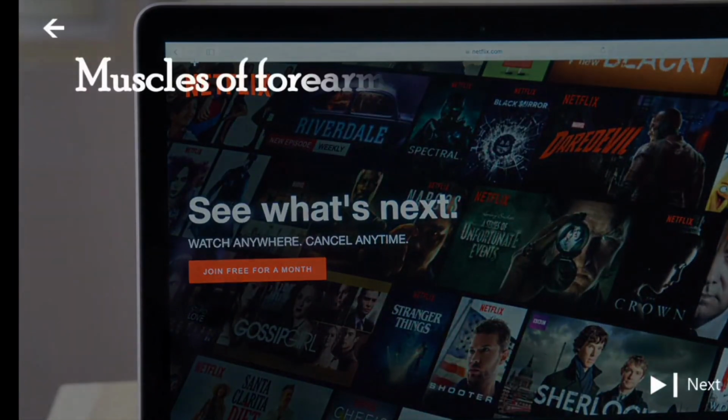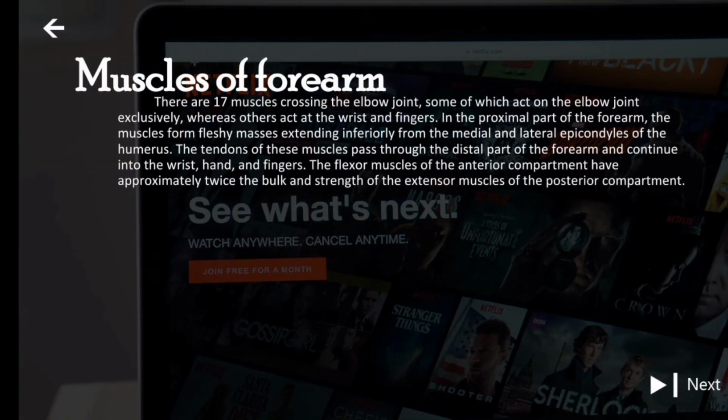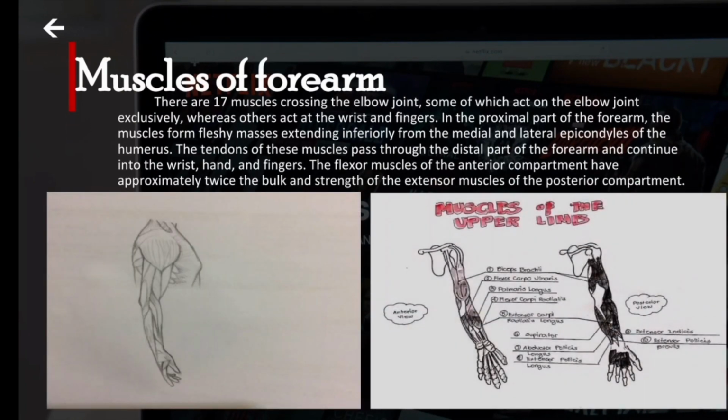Let's move on to the next topic, which is the muscles of the forearm. The forearm is the portion of the arm distal to the elbow and proximal to the wrist. Two bones, the radius laterally and the ulna medially, form the forearm. It has two compartments, the anterior, which is the flexor, and the posterior, which is the extensor. The two compartments together have 17 muscles in total.